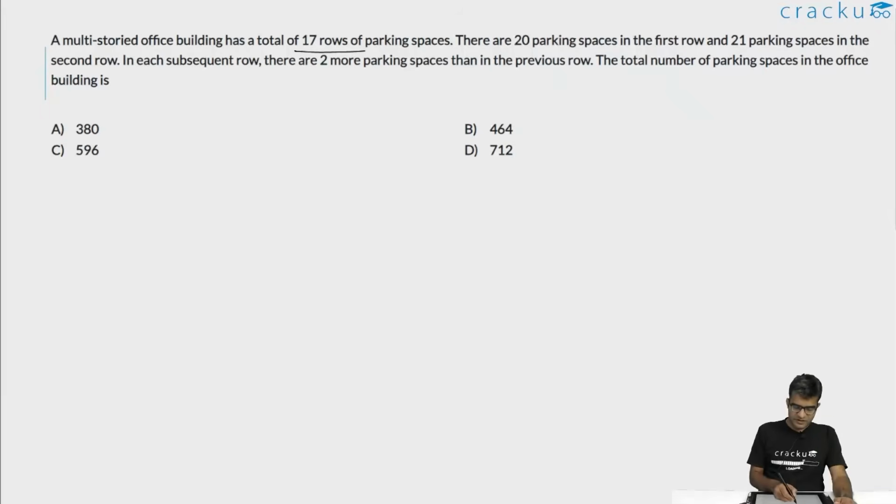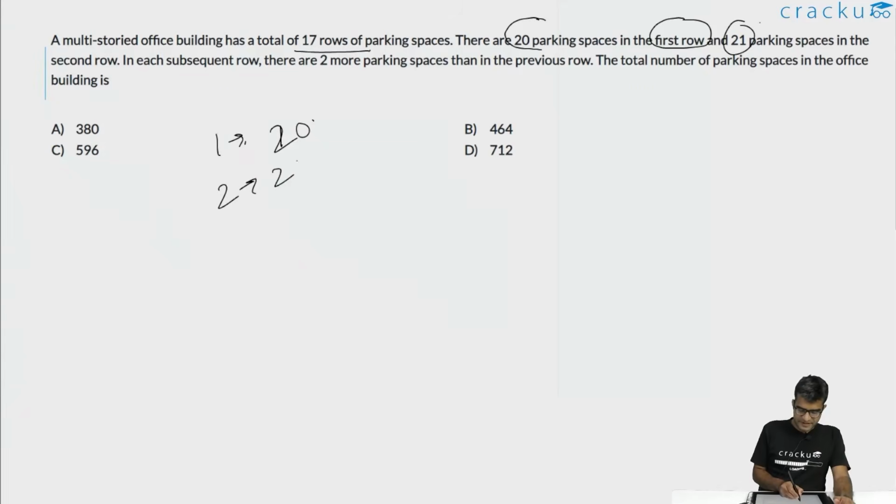In this question, we are told that there is a multi-storied building which has 17 rows of parking spaces. The first row has 20 parking spaces. So the first one has 20. The second one has 21. And every subsequent one has 2 more parking spaces than the previous one. So the third one will have 23. Fourth one will have 25 and so on.